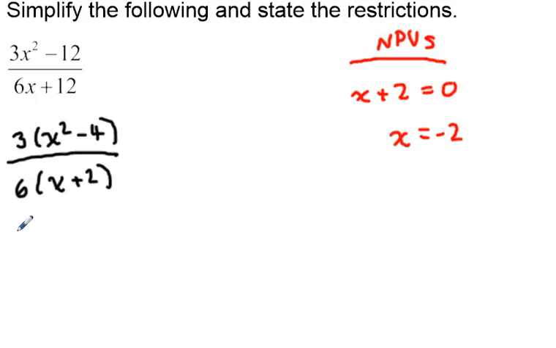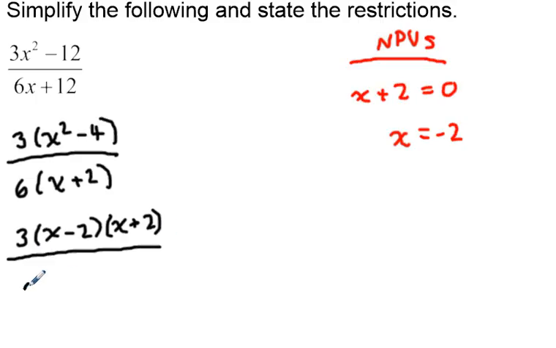What I want to look at now is if there's any further factoring or simplification I can do as I move through the process of simplifying here. So I got x squared minus 4, which is a difference of squares. So I could factor that to get x minus 2 and x plus 2. And again, this would all be over 6 outside of x plus 2.